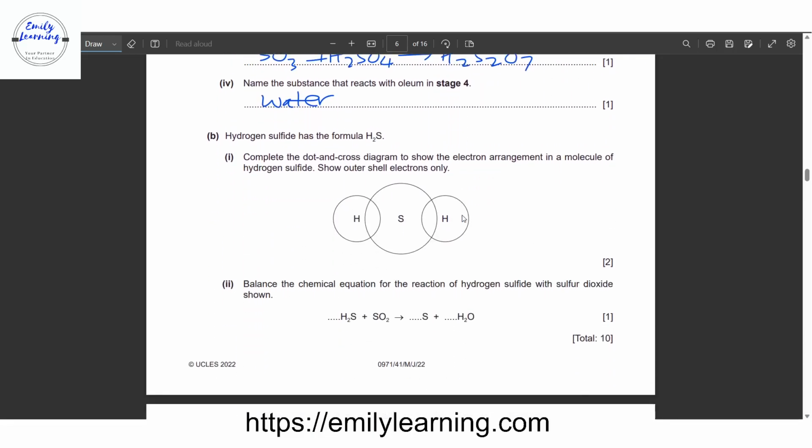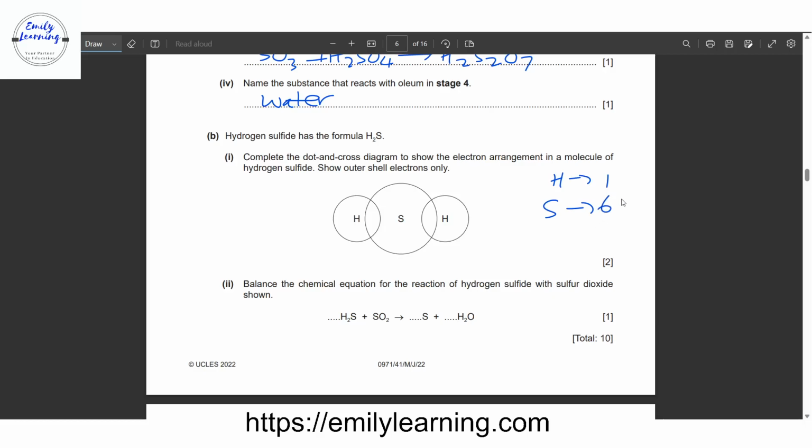You add water slowly to oleum to form H2SO4. Moving on to part B. You're asked to complete the dot and cross diagram to show the electronic arrangement in the molecule of hydrogen sulfide. Show outer shell electrons only. We know that hydrogen has 1 outer shell electron. Sulfur is in group 6. Check your periodic table.